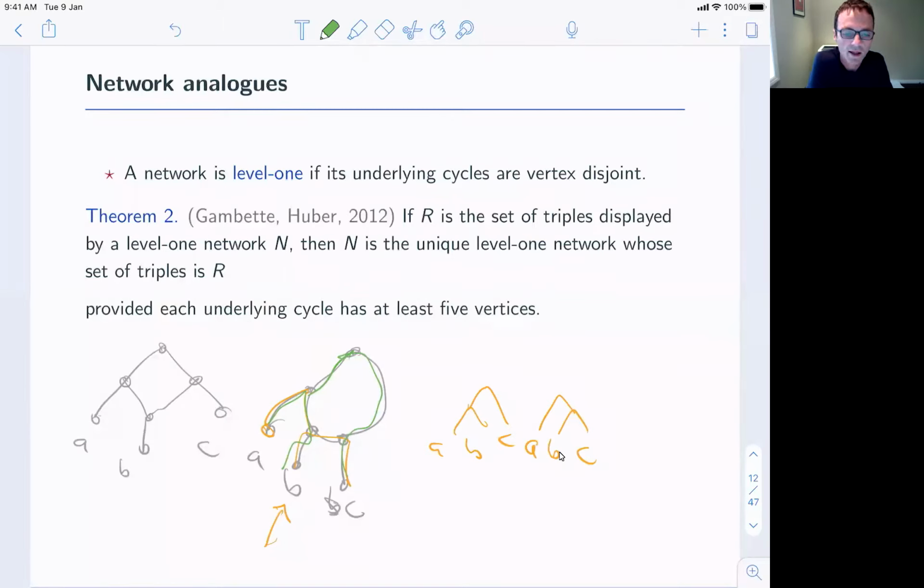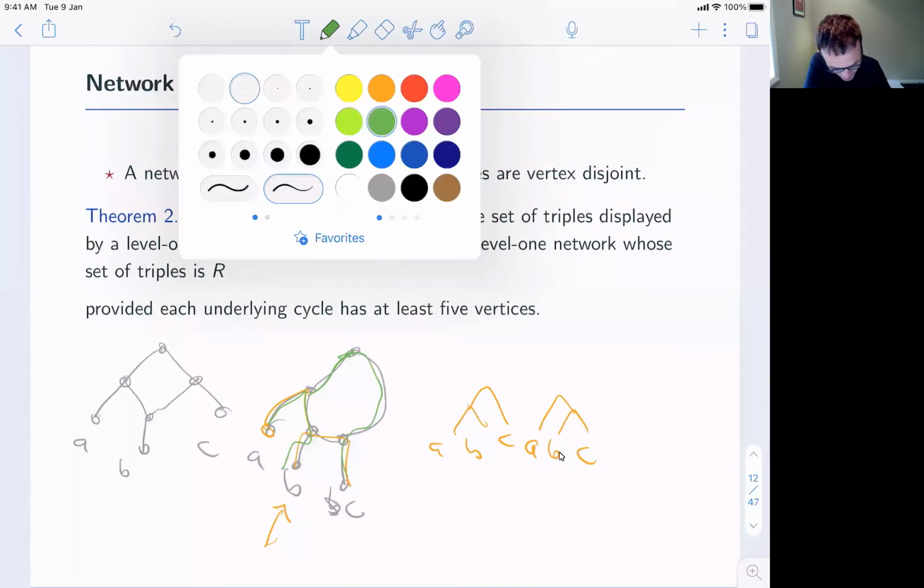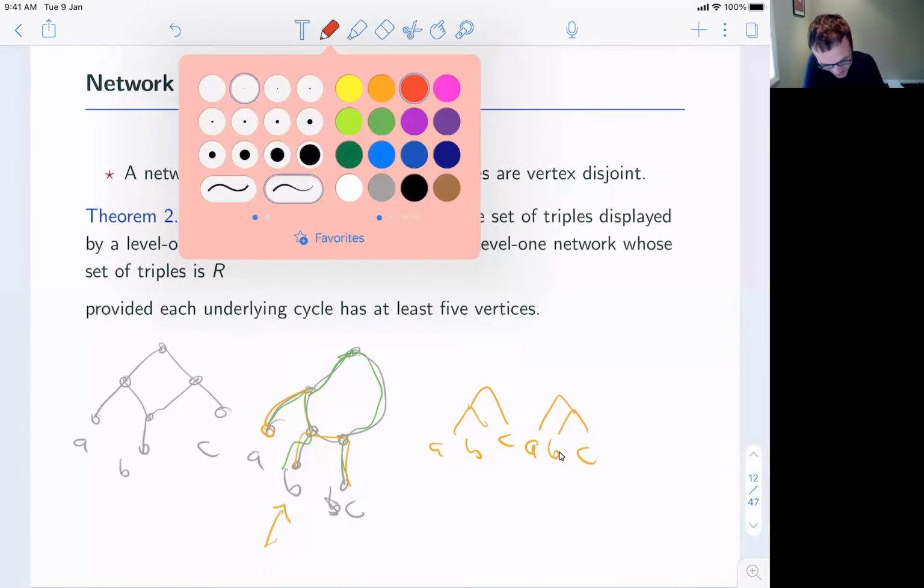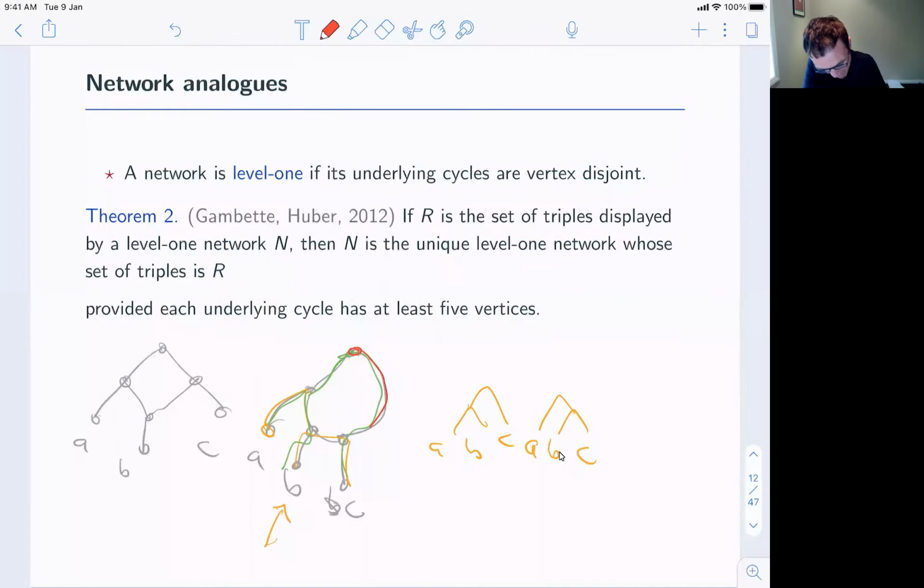And the thing that mucks that up, as it mucks up many things in this world, is shortcuts. That edge there is an example of a shortcut. So what's a shortcut? It's a reticulation arc.